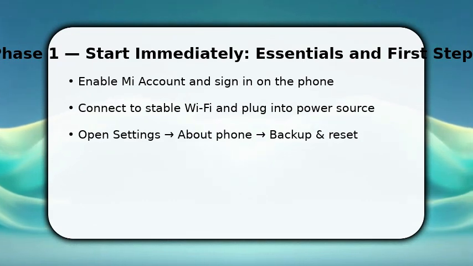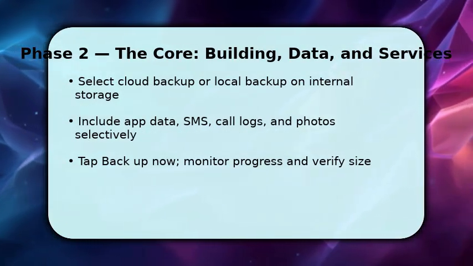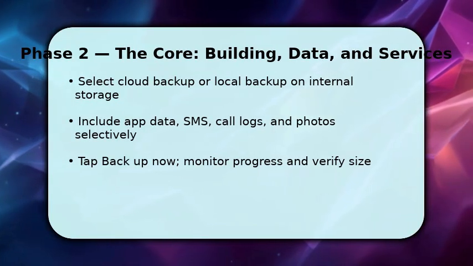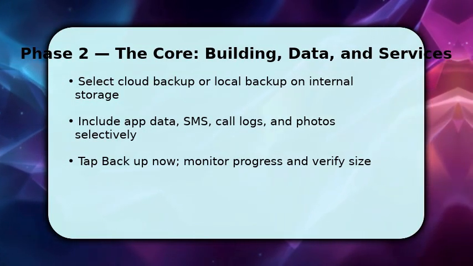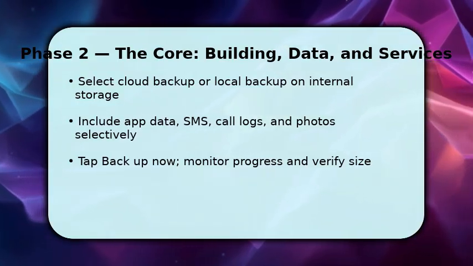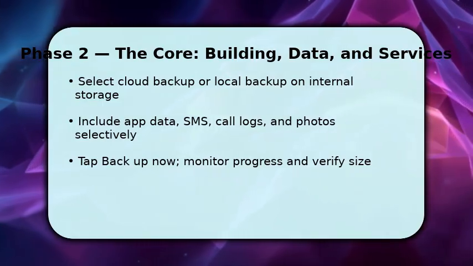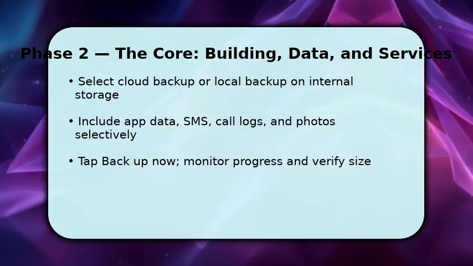You now perform the detailed backup. Choose Cloud Backup for safety and automatic restores, or Local Backup to internal or SD storage if you want control. Select App Data, SMS, call logs, and photos. Omit large media if storage is limited to save space. Tap Backup Now and monitor the progress bar.